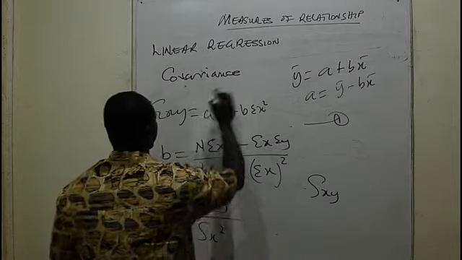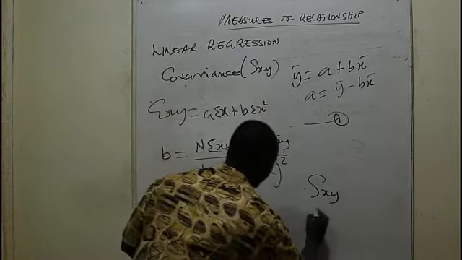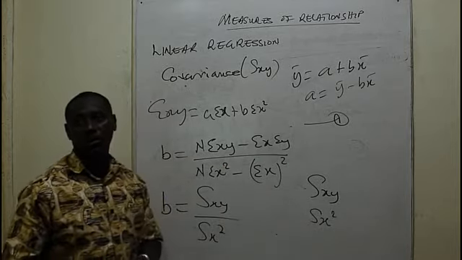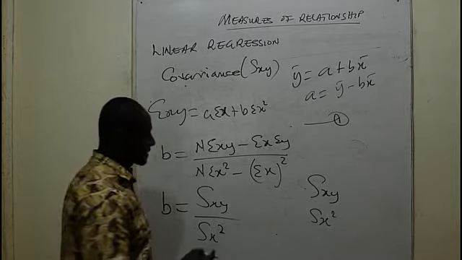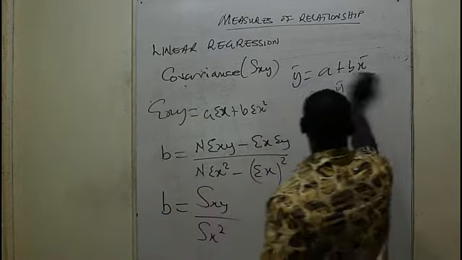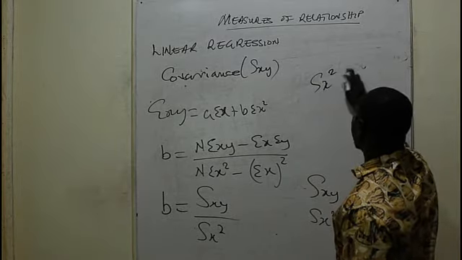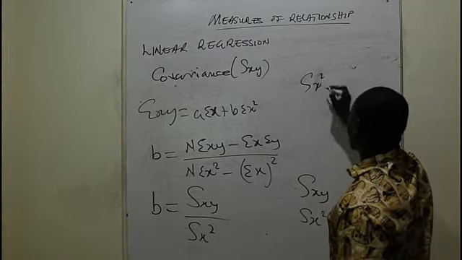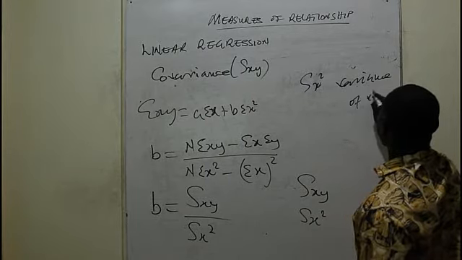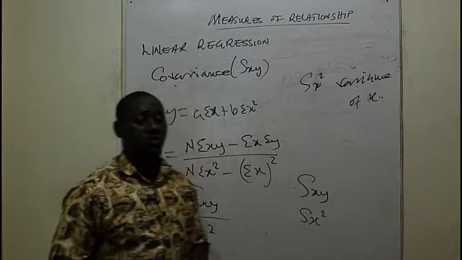This one becomes the covariance, that is s_xy. And then this one, s_x squared, also becomes what we call the variance of x. And I think this word variance is not new to you.